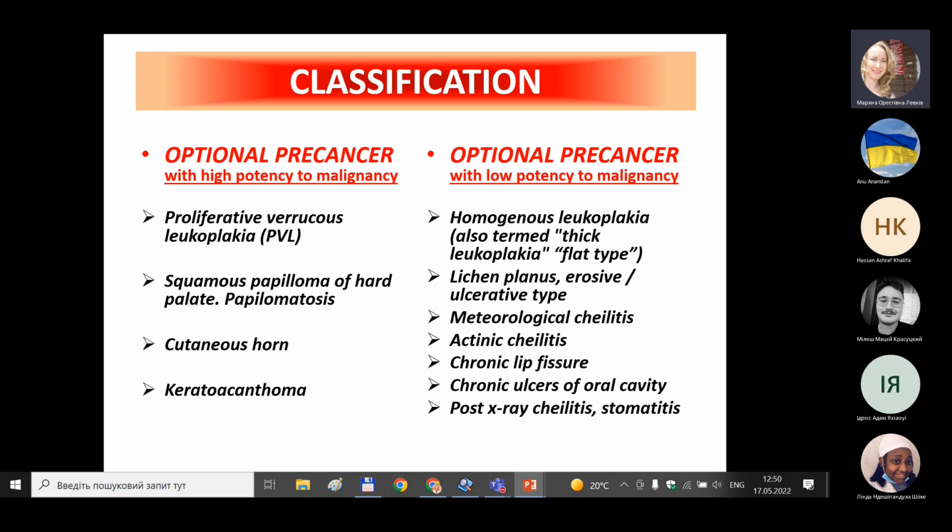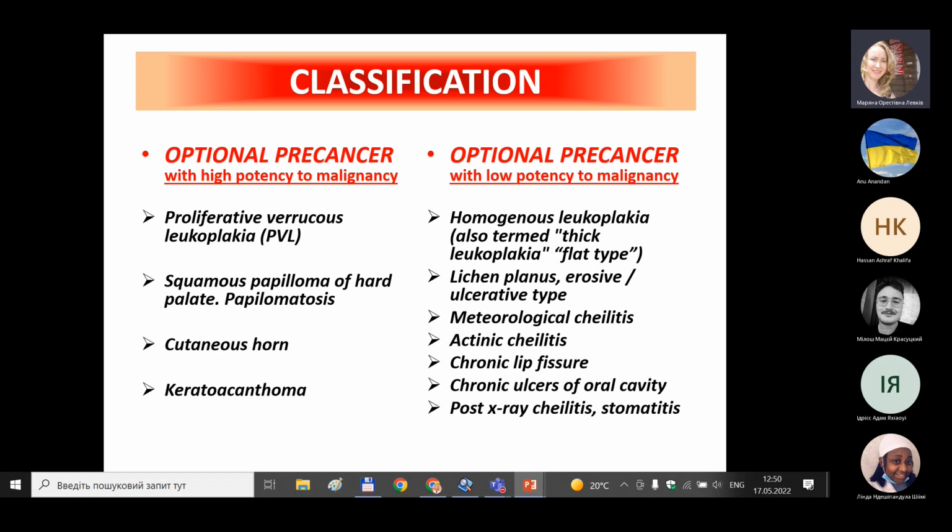Optional precancers with high potency to malignancy are proliferative verrucous leukoplakia, squamous papilloma, papillomatosis, cutaneous horn, keratoacanthoma. Optional precancers with low potency to malignancy are simple homogeneous leukoplakia, also termed thick leukoplakia or flat type leukoplakia, lichen planus, erosive or ulcerative type, meteorological cheilitis, actinic cheilitis, chronic lip fissure, chronic ulcers of the oral cavity, post X-ray cheilitis, and stomatitis.